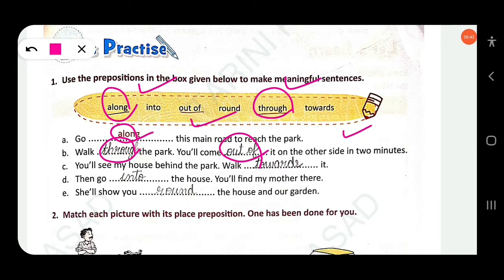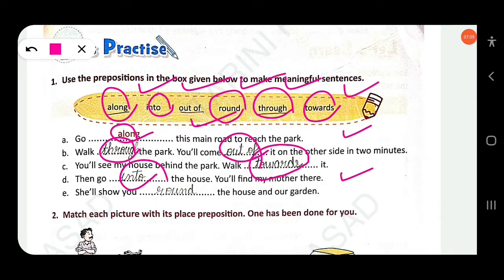Then next, you will see my house behind the park. Walk towards it. Okay, last one, towards. Then next, then go dash the house: go into the house. Second one, you will find my mother there. She will show you. Here the fourth one, round. She will show you round the house and our garden.